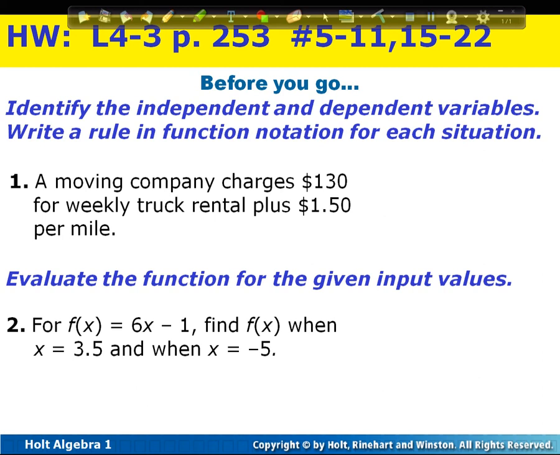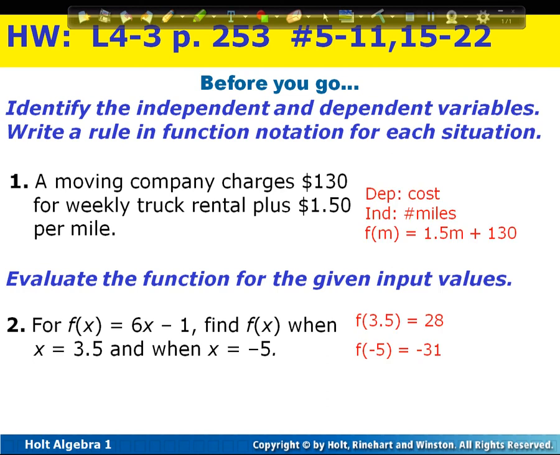Alright, hopefully you've paused the video and tried these. Number 1 says a moving company charges $130 for a weekly truck rental plus $1.50 per mile. And for that one, our dependent is the cost and our independent is the number of miles, because how much we're going to pay is going to depend on how many miles we take that truck. And then our function is, I called it f of m. You could have used different variables. I used m for miles. So f of m equals 1.5 times the number of miles we're going to go plus 130.